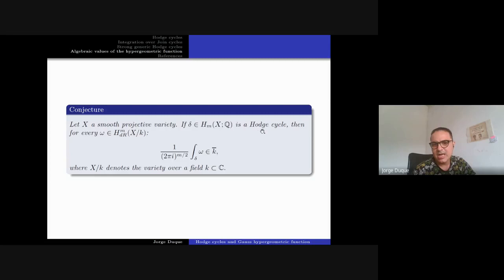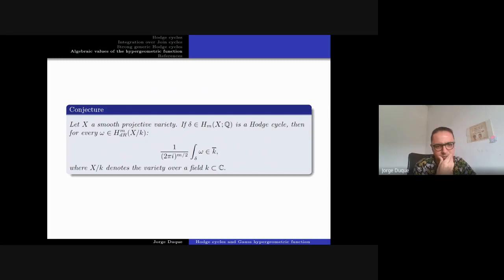It means, if you take a Hodge cycle, is this integral algebraic or not? We don't know that. But observe that if the Hodge conjecture is true, every Hodge cycle is an algebraic cycle, and using the Deligne proposition, we have that this conjecture is true. So, in some cases, even when the Hodge conjecture is unknown, this conjecture is true.